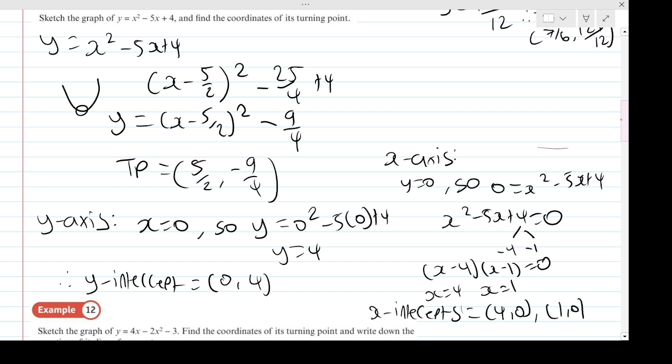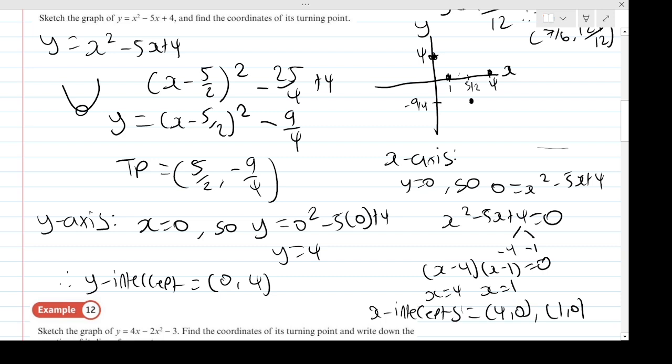And the x-axis, well, it's going to cross. So if we draw a general x and y grid, it's going to cross the x-axis at 1, say here, and 4 here. It's going to cross the y-axis at 4, remember, here. It's going to have a turning point of 5 over 2. 5 over 2 is 2.5, so it's going to be about here. And minus 9 over 4, which should be down here somewhere. So the turning point will be there. It will cross the y-axis there, and it will intersect the x-axis there.